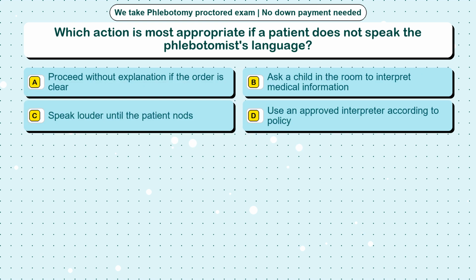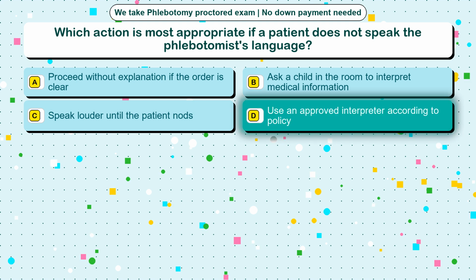Question 55. Which action is most appropriate if a patient does not speak the phlebotomist's language? Option A. Proceed without explanation if the order is clear. Option B. Ask a child in the room to interpret medical information. Option C. Speak louder until the patient nods. Option D. Use an approved interpreter according to policy.